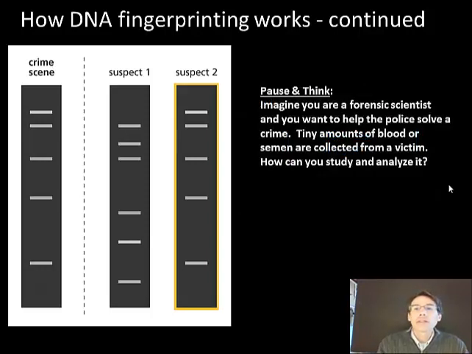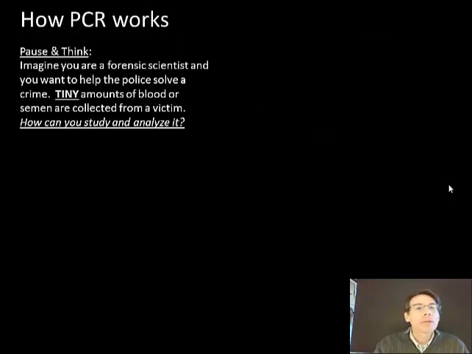Alright, so now imagine this. You are a forensic scientist and you want to help the police solve a crime. Tiny amounts of blood or semen are collected from a victim. How can you study and analyze it? So to think about that, consider that there are tiny amounts of blood or semen that are collected from that victim. And that may not be enough genetic information in order to run on the gel. It just wouldn't be enough to visualize on our electrophoresis. So therefore, how could we study and analyze that?